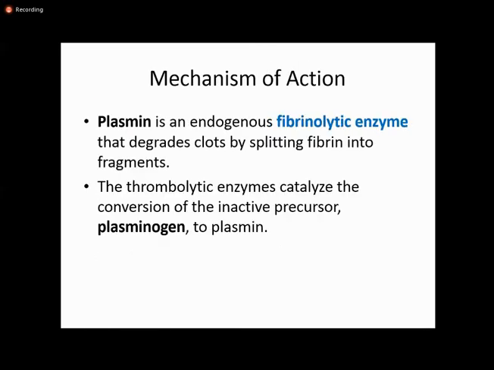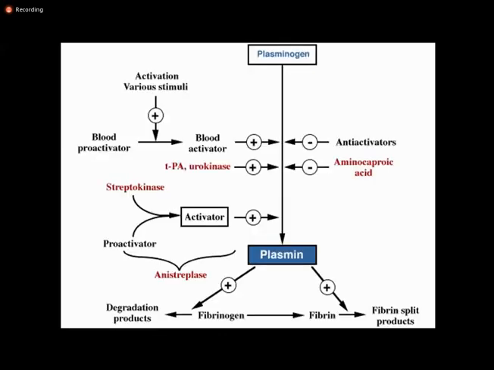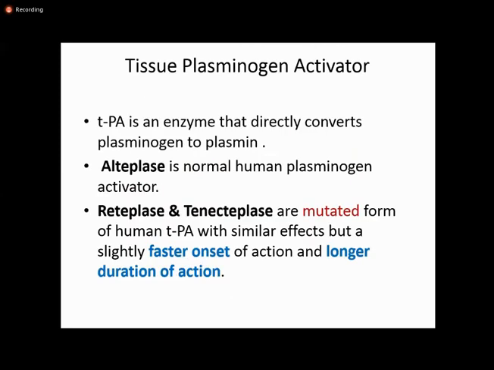Mechanism of action: plasmin is an endogenous fibrinolytic enzyme that degrades clots by splitting fibrin into fragments. The thrombolytic enzymes catalyze the conversion of the inactive precursor plasminogen into plasmin, and plasmin basically breaks down the fibrin, right? So degradation products or fibrin split products form. So it acts on fibrin and tries to dissolve the fibrin clot.